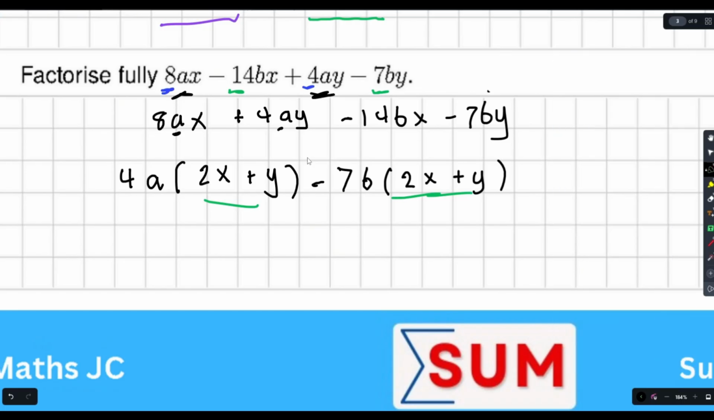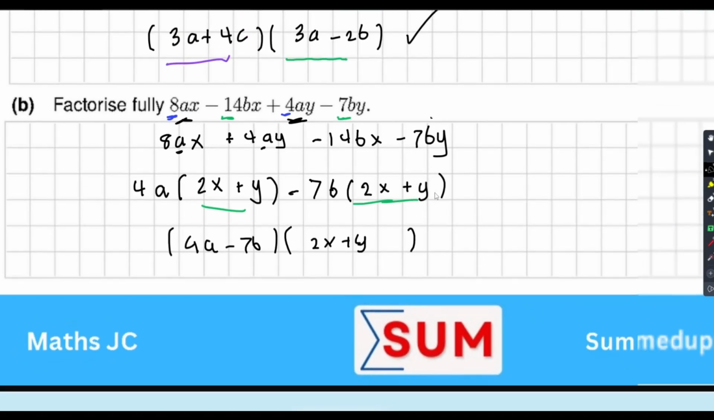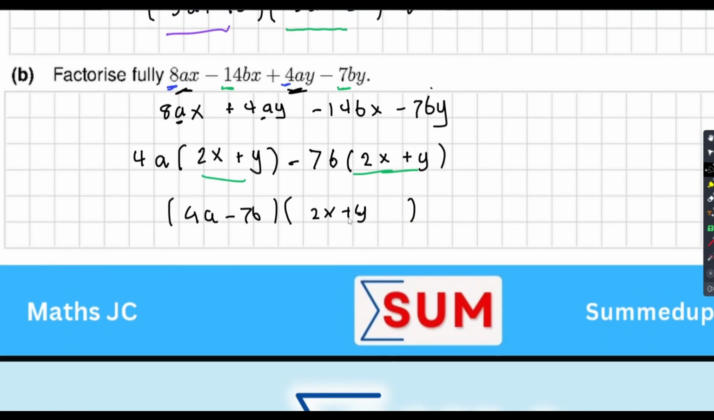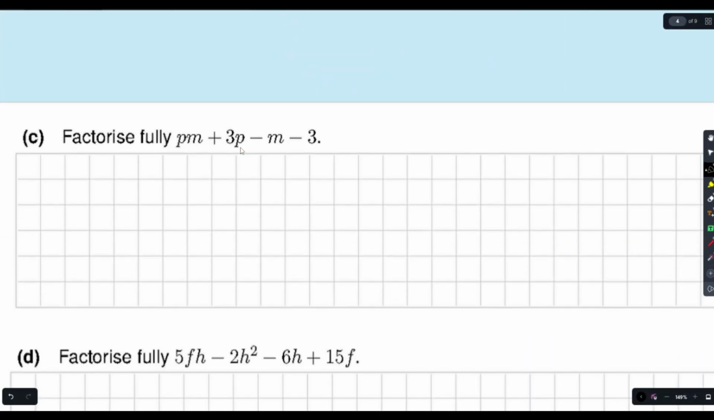So then the final step, we make two brackets like this, and what goes in one of them is what's on the outside, so your 4a minus 7b, and what goes in the other one is the shared one, 2x plus y. So that's a bit trickier with that minus, but other than that, it's pretty much the same thing. So we reorder the terms.